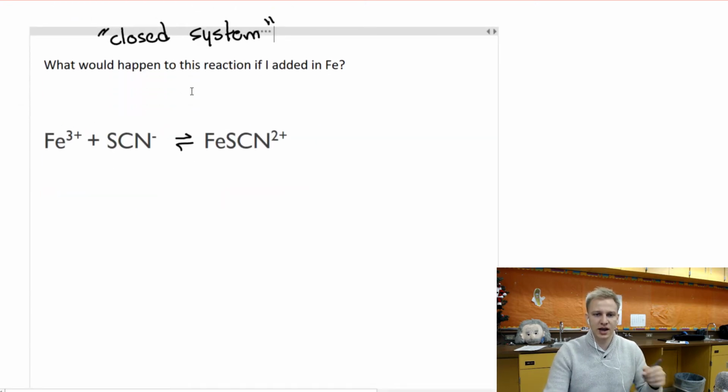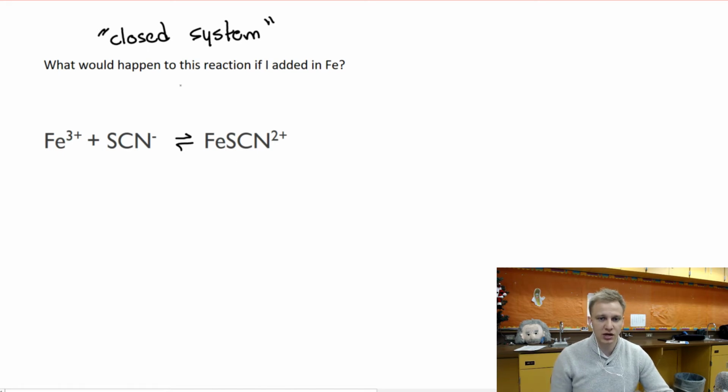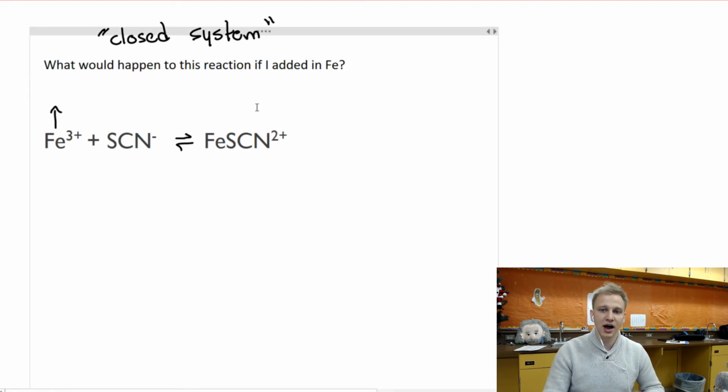So we're going to look at this reaction here today where we have Fe and SCN reacting to produce FeSCN with the 2+ charge. And the question that I have above is what would happen to this reaction if I added in more iron? And so what we're going to do throughout this process is we're going to use little arrows above the actual chemical symbols to indicate if their concentration or if their amount is changing. So if I am adding in more iron into this solution, what that means is that I'm increasing the overall amount of it that we have.